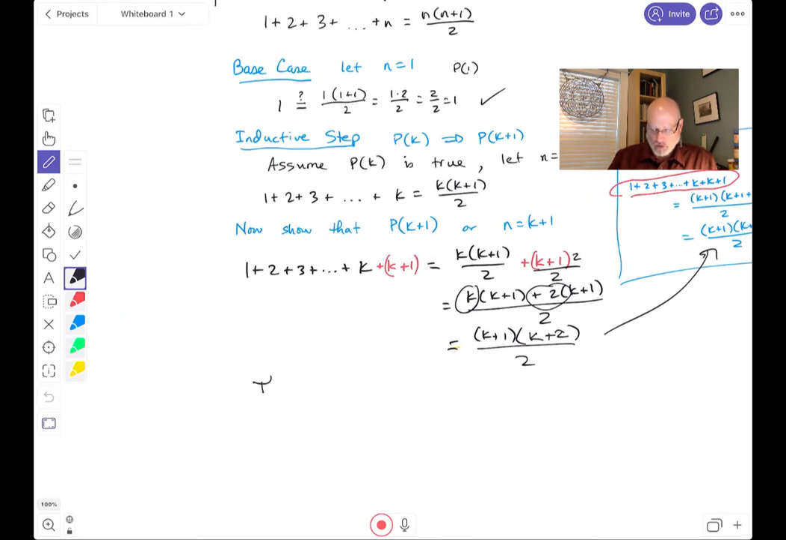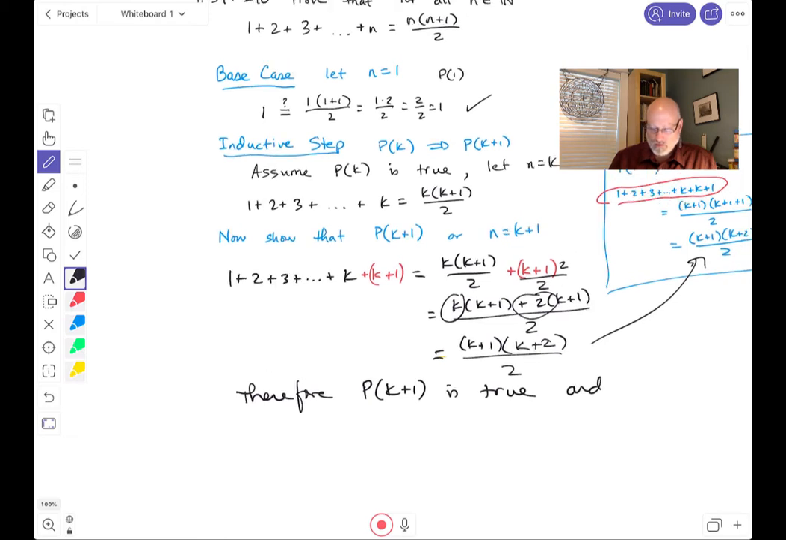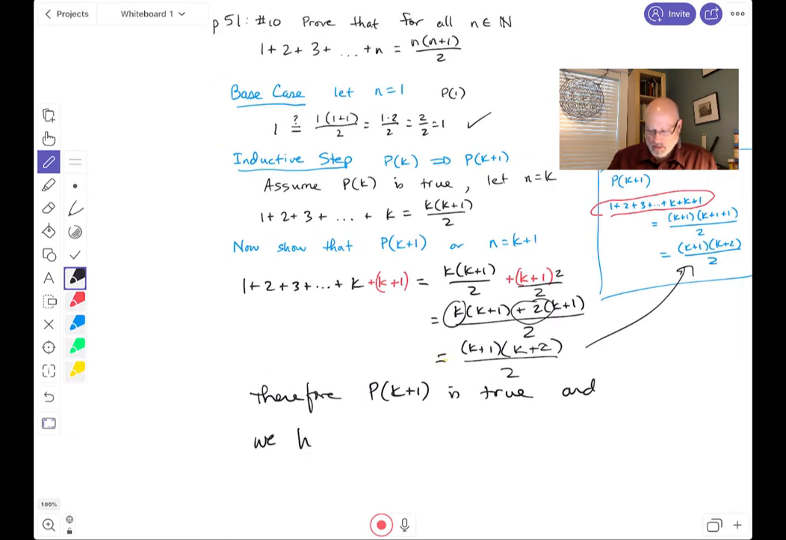So therefore, P of k plus 1 is true. And we have proven our statement. So that's it. That's induction, proof by induction.